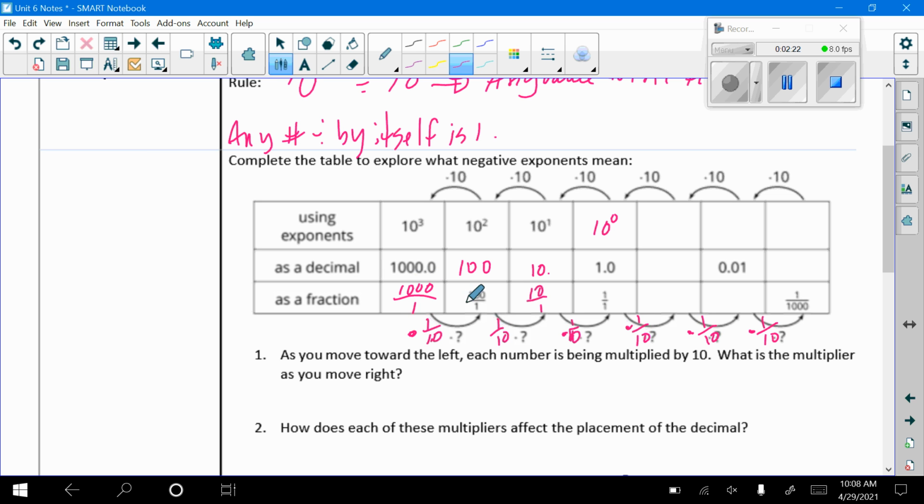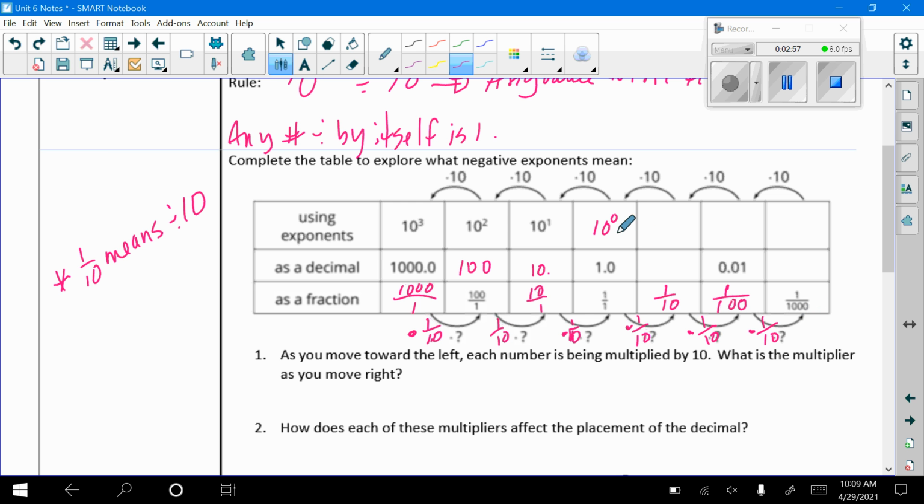Now, keep going through. When I multiply by 1/10, I'm actually dividing by 10, right? So multiplying by 1/10 means divide by 10. So this divided by 10 gives me 1 over 1 times 1/10, which is 1/10. If I multiply that by 1/10, 1 times 1 is 1, 10 times 10 is 100. Times 10 gives me 1 over 1,000.